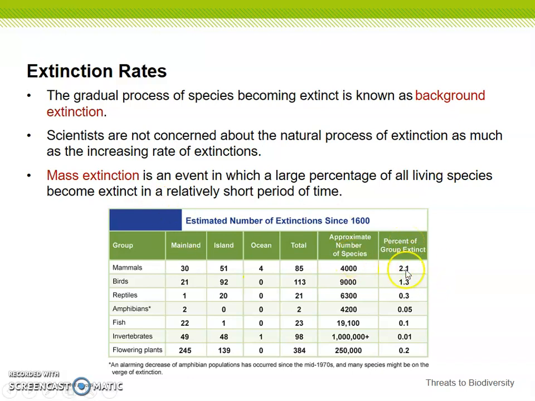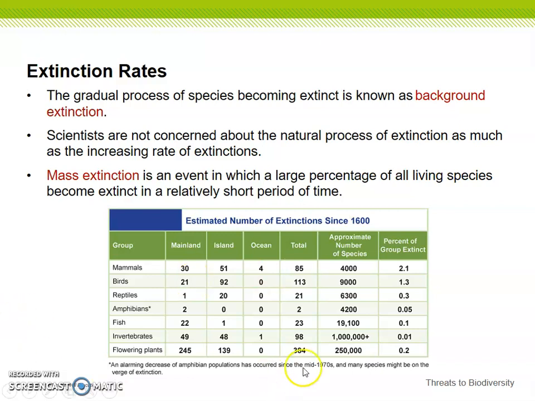So roughly 2% of mammals have gone extinct since 1600, about 1.3% of birds, 0.3% of reptiles, 0.05% amphibians, 0.1% fish, 0.01% invertebrates, and 0.2% flowering plants.